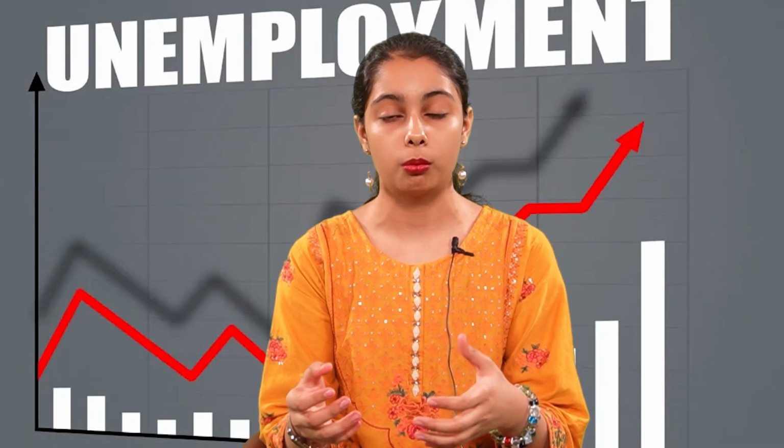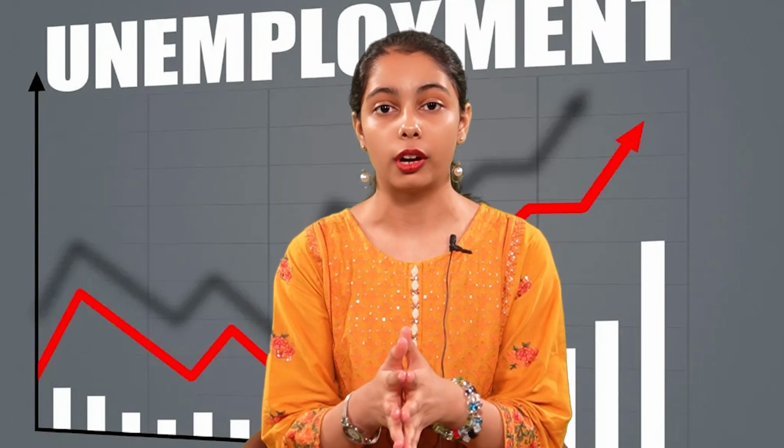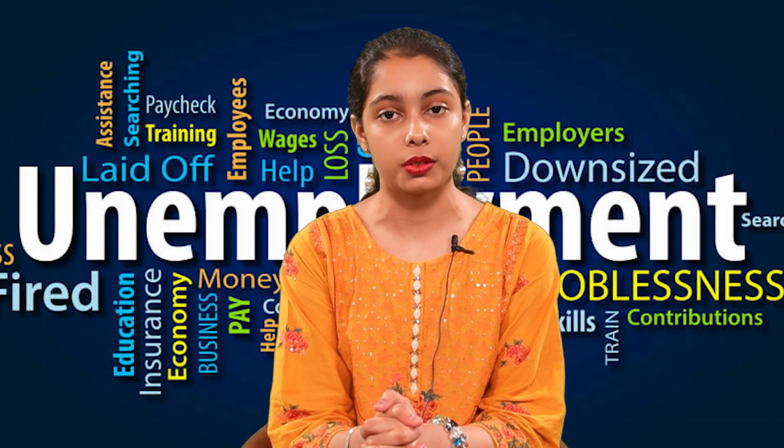Underemployment is a situation where workers are in jobs they're overqualified for, or they're working fewer hours. Whereas discouraged workers are workers who have given up looking for a job because they have spent too much time looking for a job. Now let's move ahead to the types of unemployment or the causes of unemployment.